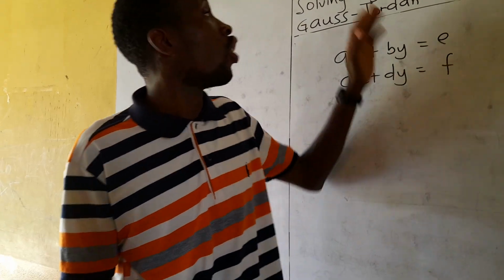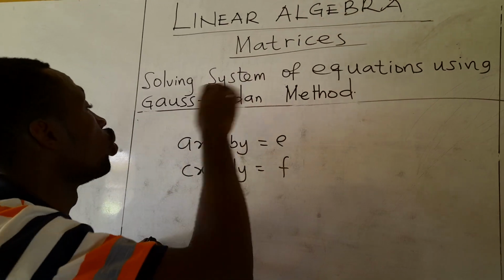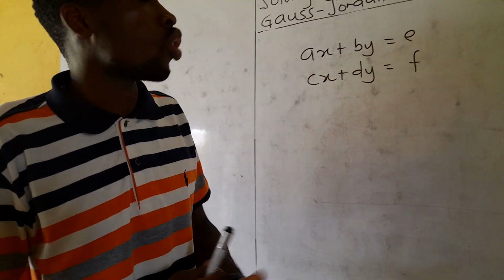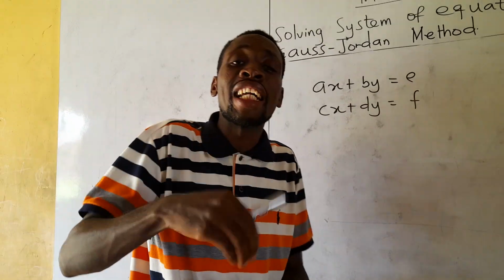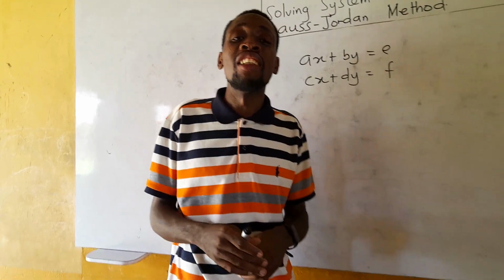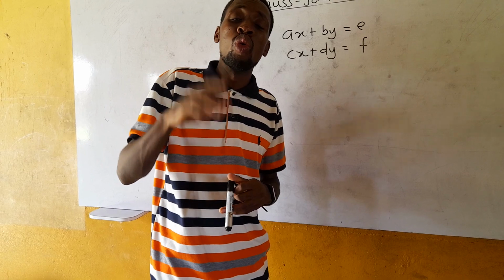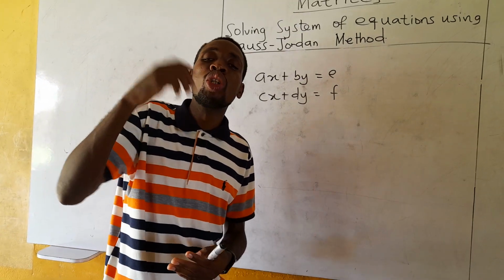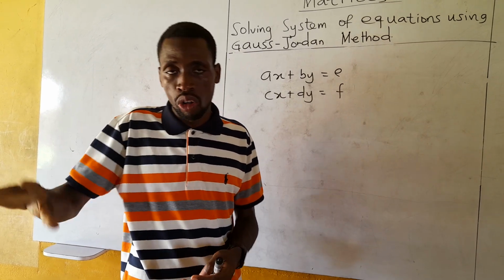Today our discussion on linear algebra and matrices for that matter will be solving system of equations using the Gauss Jordan method. Last time we learned how to solve system of equations using Gaussian elimination. This is an improved version of that one. Remember, Gaussian elimination is saying that we reduce an augmented matrix to row echelon form. Gauss Jordan is saying that we reduce the augmented matrix to reduced row echelon form.